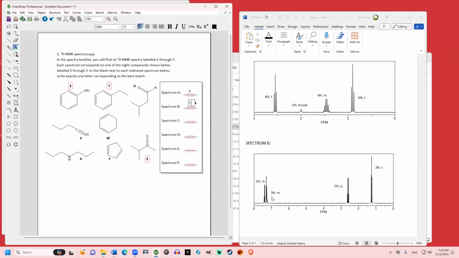Does mono mean the same as singlet? No, monosubstituted refers to the number of things that are on the benzene ring. Singlet refers to just having 1 peak on an NMR spectrum. Okay.